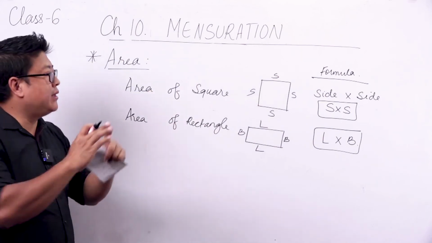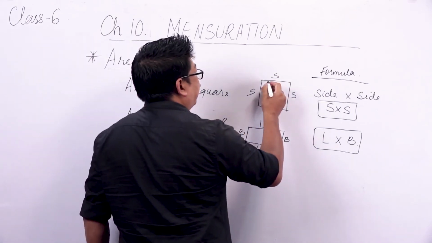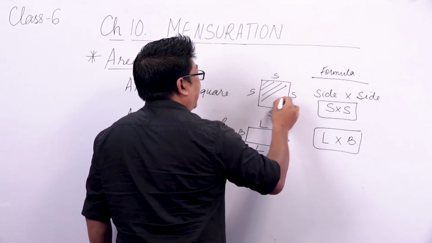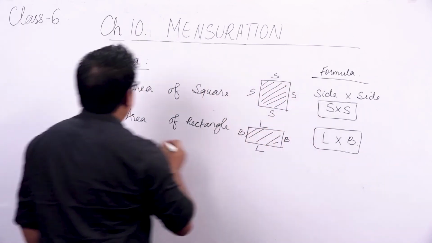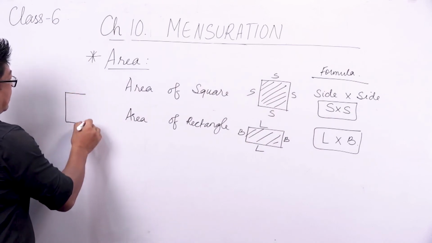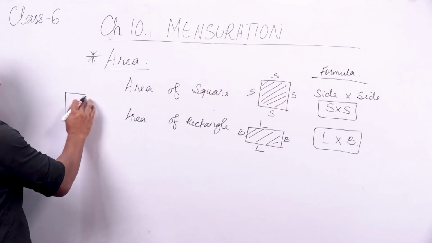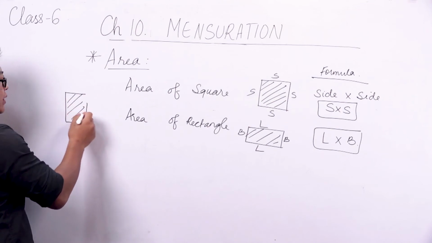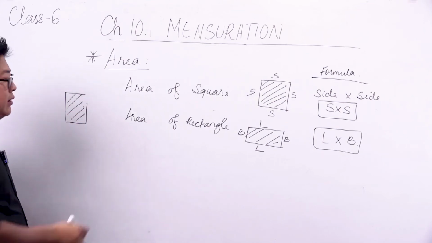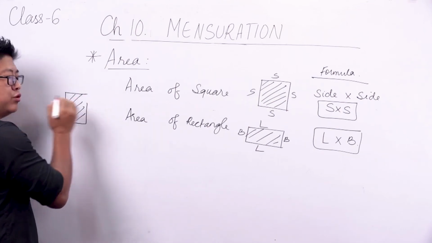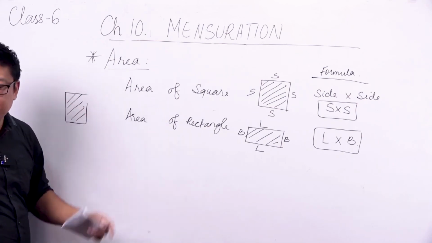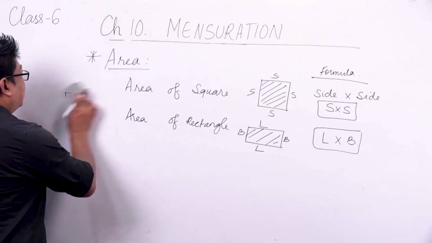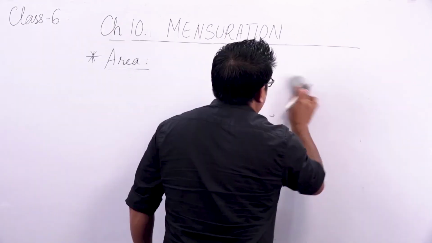Area simply means the surface enclosed by closed figures. All these are closed figures. For example, if I have something like this, I have a gap here. I cannot find the area for this. Since it is not a closed figure, it will be difficult for me to find the area for this. So this is all about the formulae.